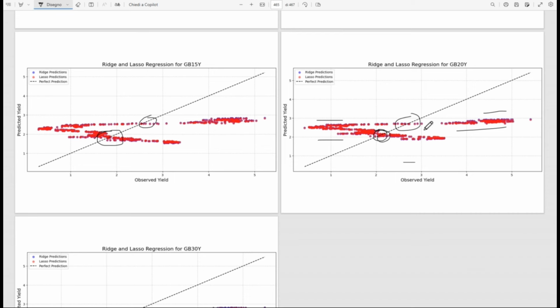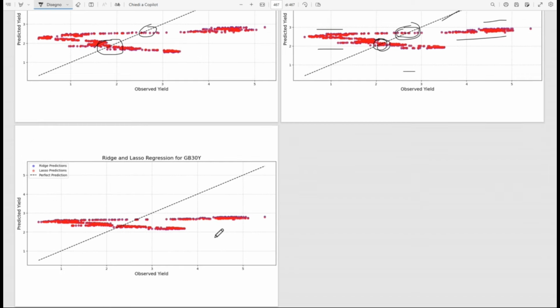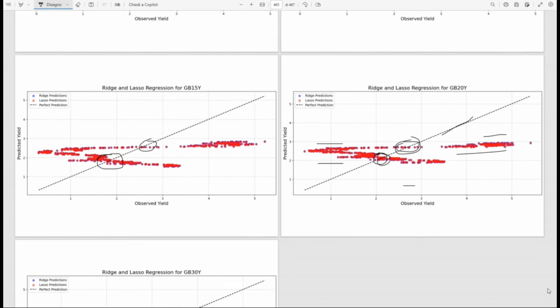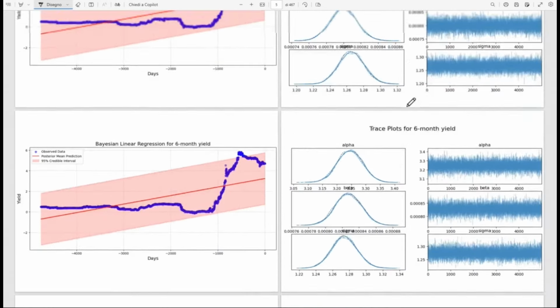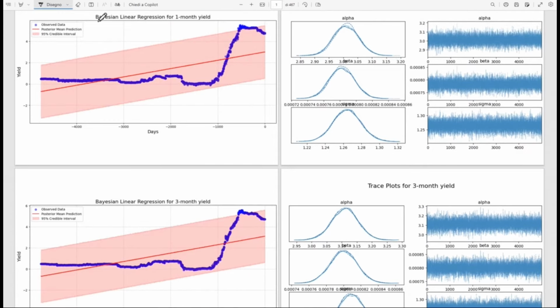So what fits the most are the dots that are closer to what should be the perfect prediction line. Then I want to go back up to these models, because these are based on the Bayesian probability posterior mean prediction. So this draws out a channel, which is the CI, confidence interval or credible interval, with 95% confidence, and the red line is the posterior mean prediction.